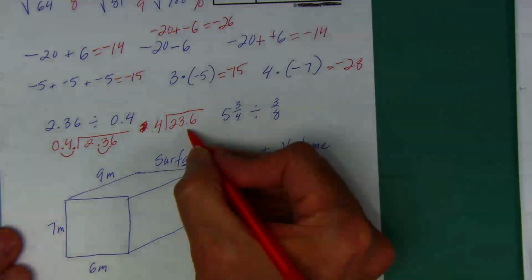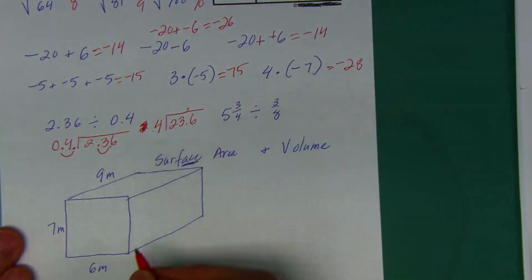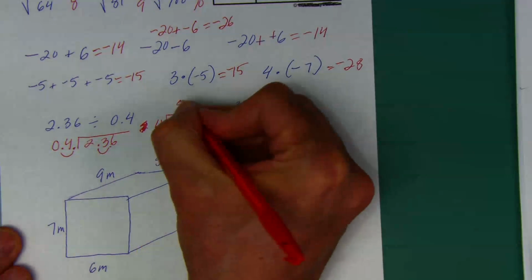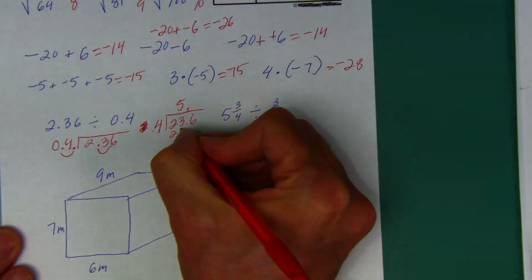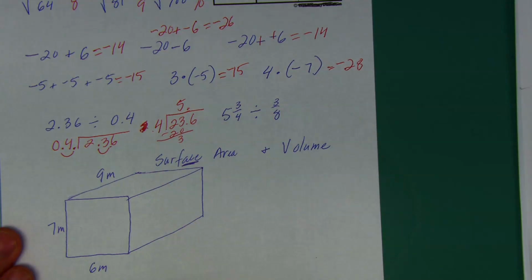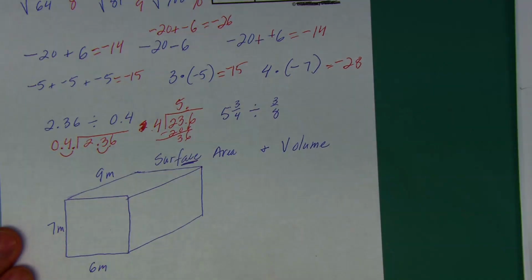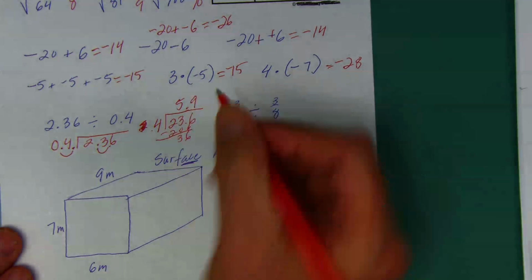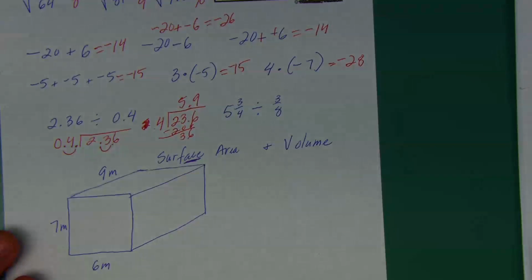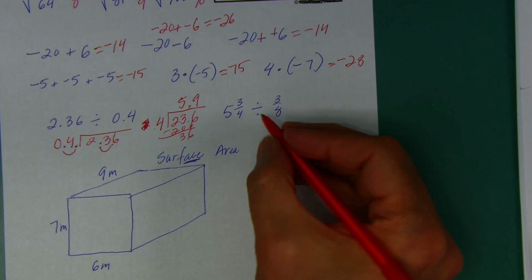And now all you got to do, if there's a decimal inside the box, you bring it up and divide, right? 4 goes into 23 5 times. 5 times 4 is 20. Subtract. What do I do now? Bring down the next number. 4 goes into 36 9 times, and that's a perfect fit.